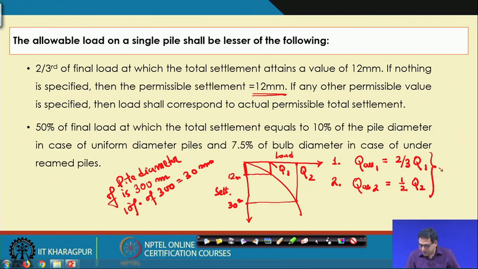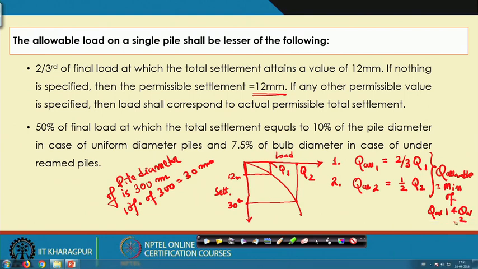So, your Q allowable will be the minimum of Q allowable 1 and Q allowable 2. That means the allowable load carrying capacity of the pile is the minimum of these two loads. This is the clause as per the IS code, and we will use it to determine the allowable load carrying capacity of a single pile. This is the clause for the single pile.